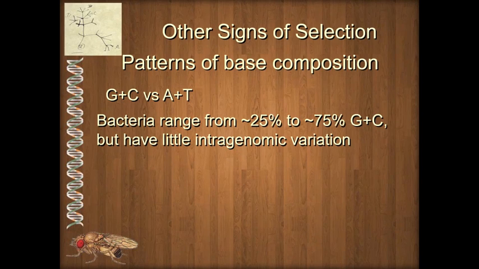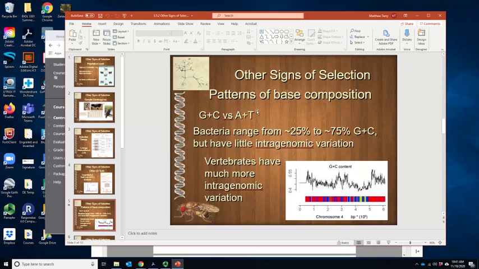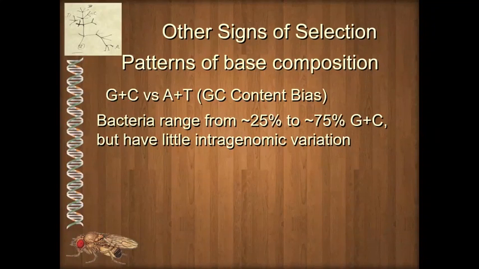Now, there are other really interesting patterns that have been discovered as we have gathered more and more data and been able to analyze it. So one of these is patterns of base composition across the genome and even within certain regions of the genome. So when I say patterns of base composition, what I mean is how often in the DNA do we see a GC pair versus an AT pair. This is also termed GC content bias. It's just another term for this bias that we sometimes see.